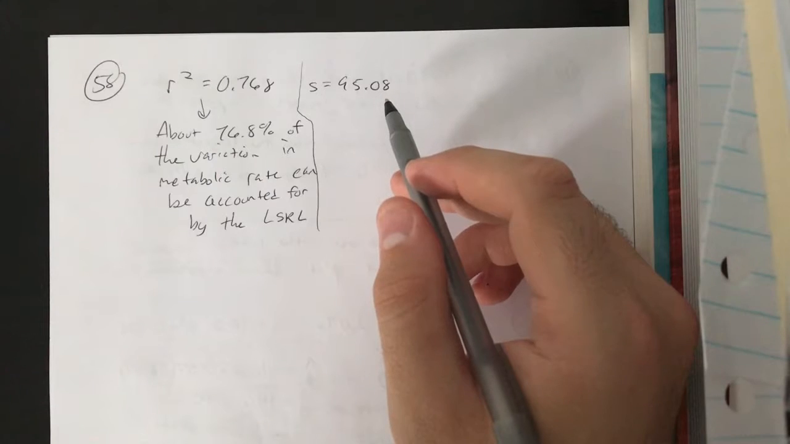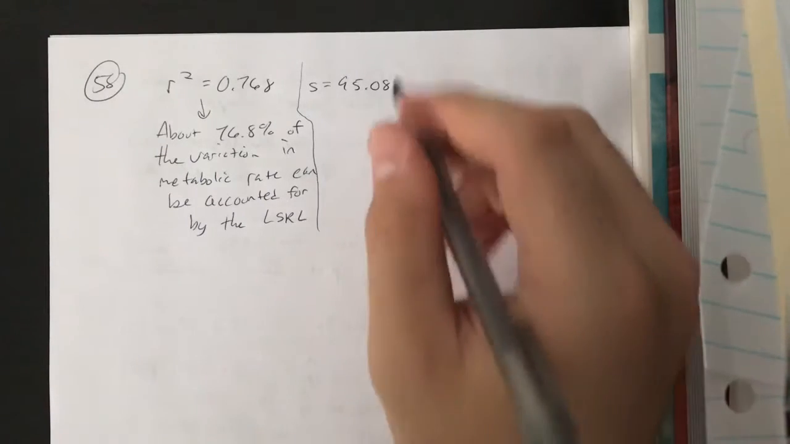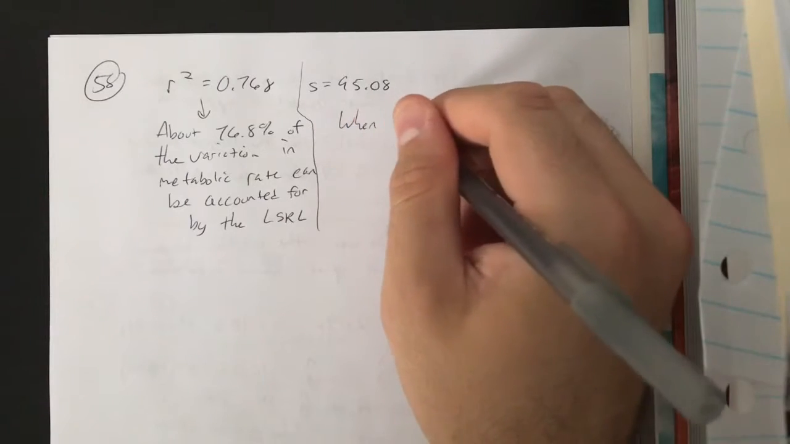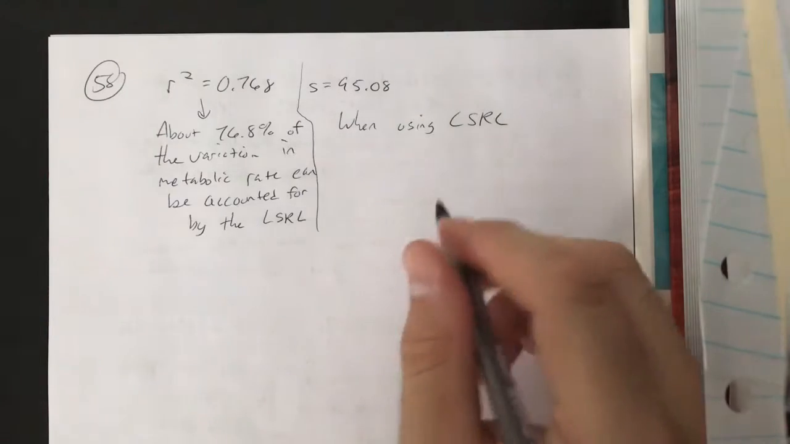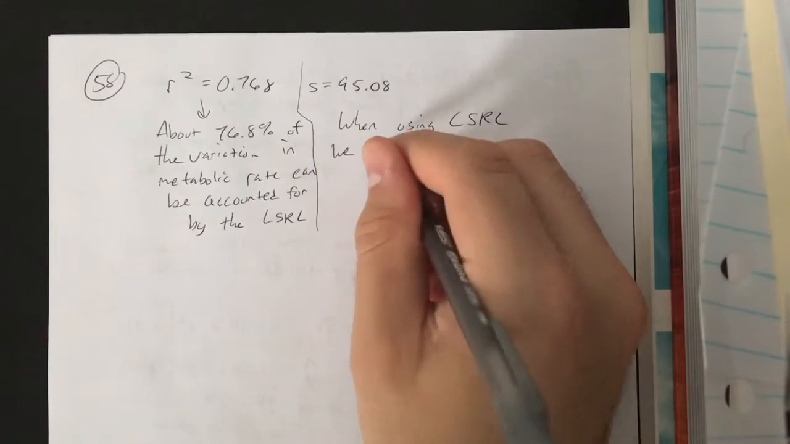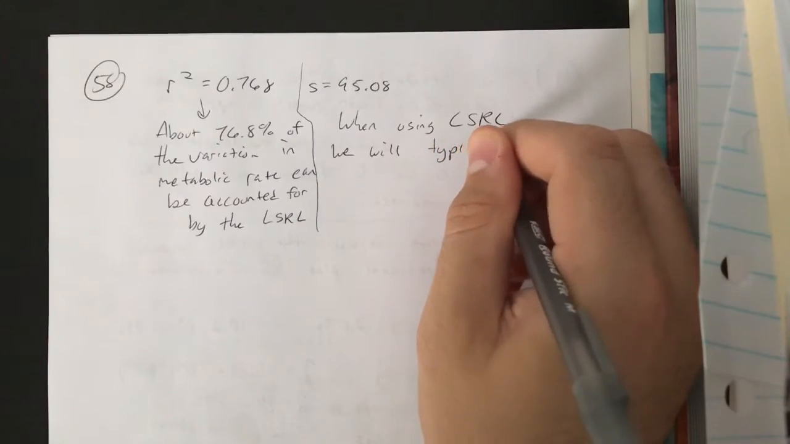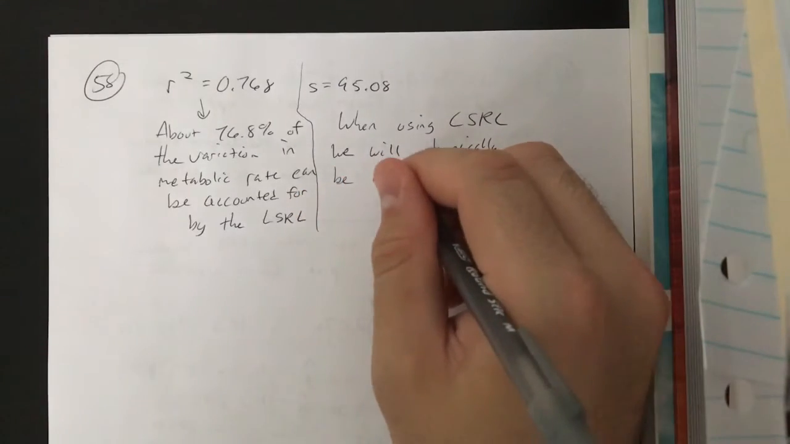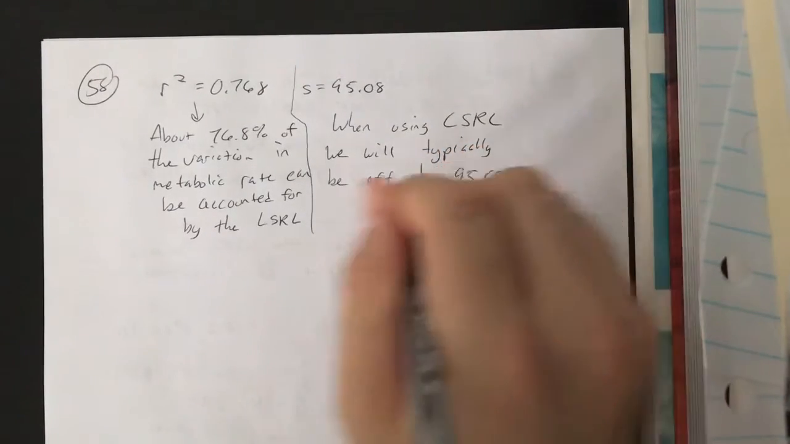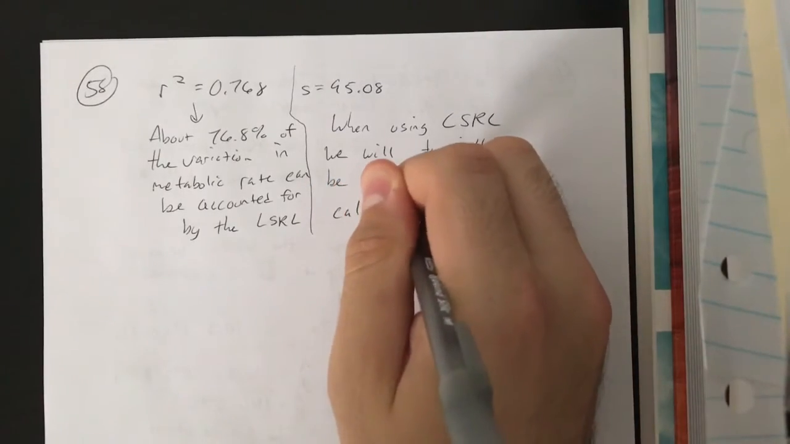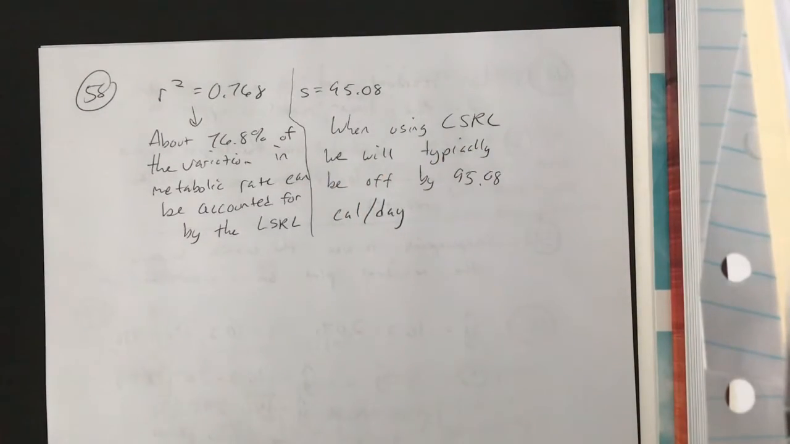Our S value, standard deviation of residuals. So when using the least squares regression line, we will typically be off by 95.08 calories per day. That's your average error. So you use that in terms of the actual values of y to see, is that a huge error window or is that pretty moderate in terms of the data?